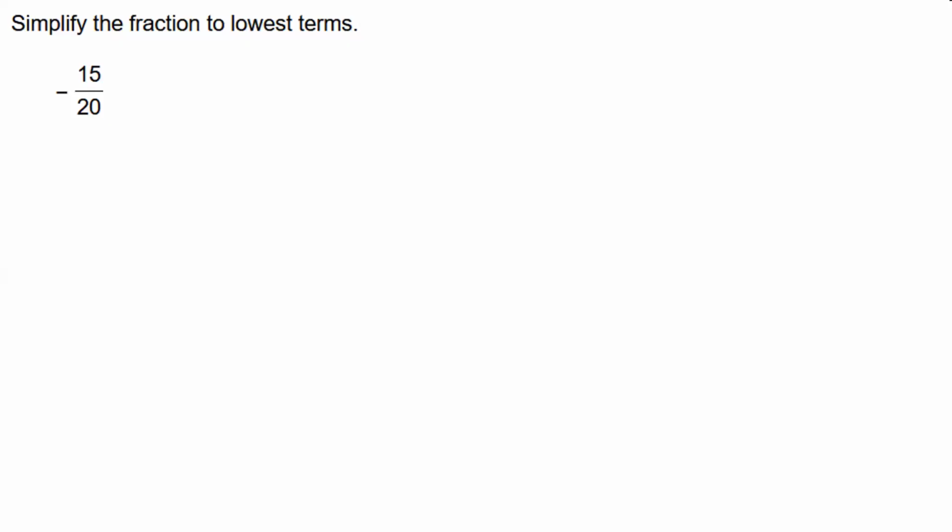Okay, here we're supposed to simplify the fraction to lowest terms. So I think the very first video we did in this section, we did that. We took and reduced it to 2/7 or -2/7. So if we take and divide 5 into here, we have 3. We take 5 into here, we have 4. So our solution is going to be -3/4.